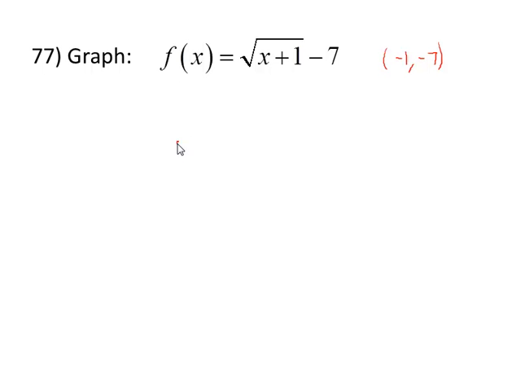Remember that a square root function starts at 0, 0 and moves in that fashion. Well, we're going to have the same graph, except it's going to start down here at -1, -7. On the next screen, I'll show you a more precise graph and how to come up with that.